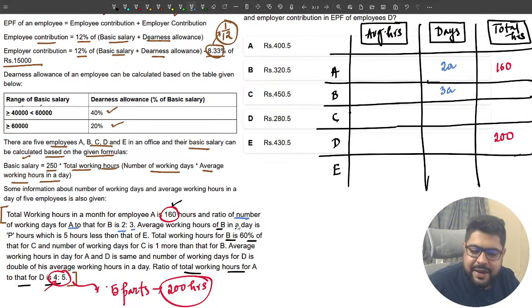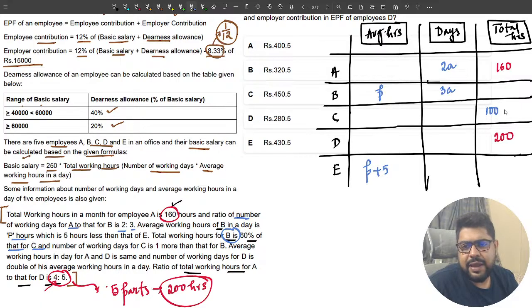Now, the average working hours of B in a day is P hours, which is 5 hours less than E, meaning E is P plus 5. Total working hours for B is 60% of that of C. If C is 100 B hours, then this is 60 B hours, or 0.6. The number of working days for C is 1 more than that of B, so 3A plus 1, because 3A is B.